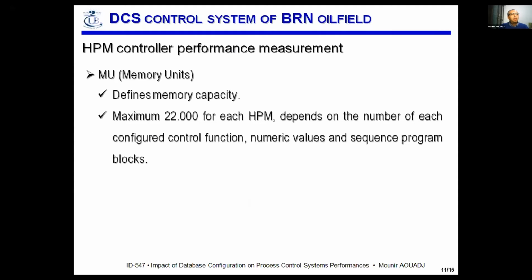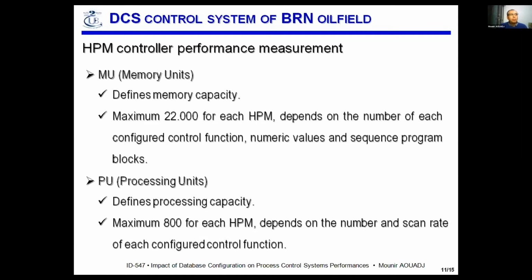Memory unit performance evaluates the memory units in terms of memory capacity. For each HPM controller, it is possible to configure a maximum of 22,000 MUs. The number of configured MUs depends on the number of each configured control function, as well as numeric values, number, and sequence program blocks. The second performance measurement is the PUs, or processing units.